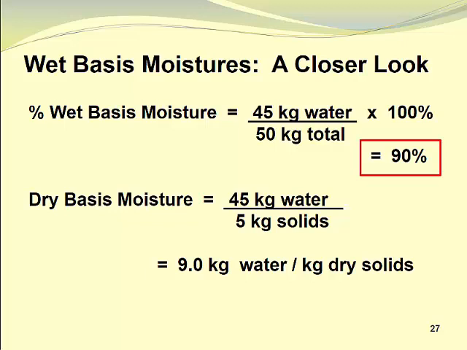Now let's take a look at these values that we highlighted in squares a few slides ago. We now have 45 kilograms of water and 50 kilograms of total weight. In the denominator of the dry basis moisture equation, we still have a constant value of 5 kilograms of solids. You will notice in the wet basis moisture calculation that both the numerator and the denominator are changing, while in the dry basis moisture calculation, it's only the numerator that's changing and the denominator remains the same.